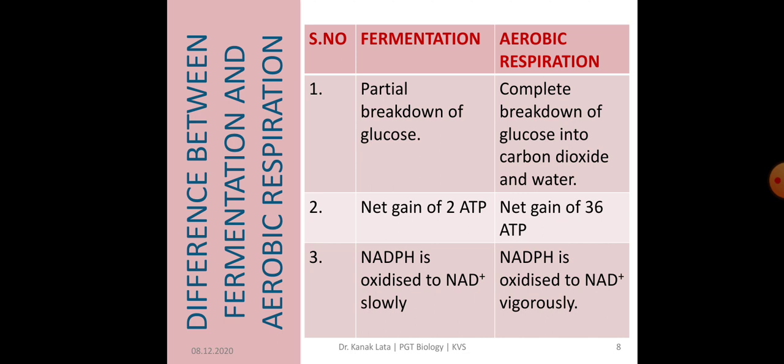Now let us see the differences between fermentation and aerobic respiration. In fermentation, there is partial breakdown of glucose, whereas in aerobic respiration, there is complete breakdown of glucose into carbon dioxide and water. In fermentation, the net gain of ATP is only 2 ATP, whereas in aerobic respiration, the net gain is 36 ATP. In fermentation, NADPH is oxidized to NAD plus slowly, whereas in aerobic respiration, NADPH is oxidized to NAD plus vigorously.